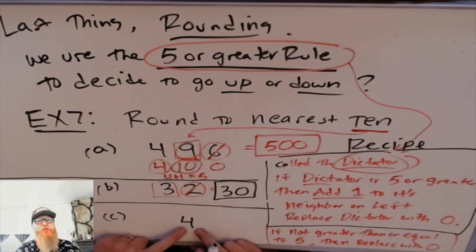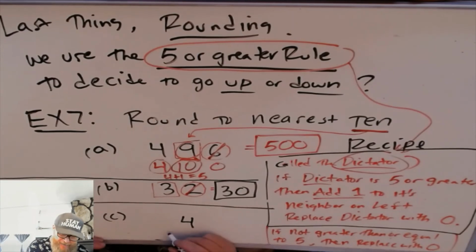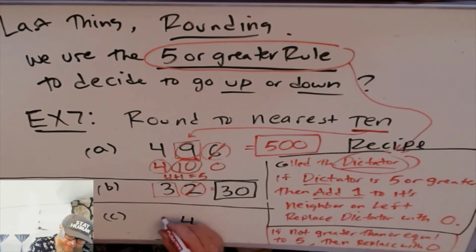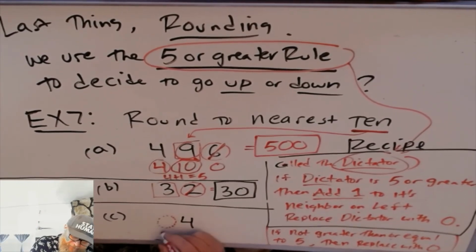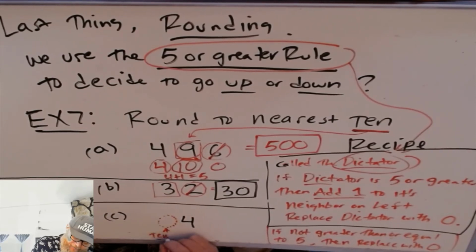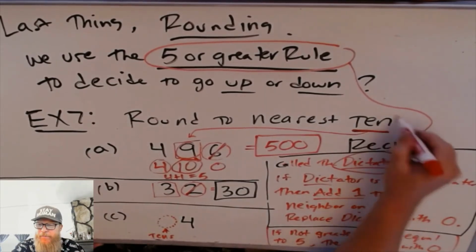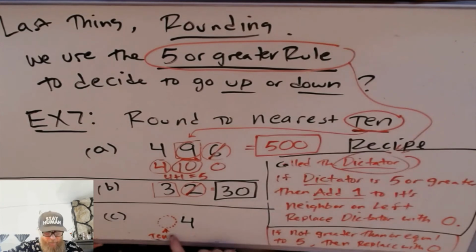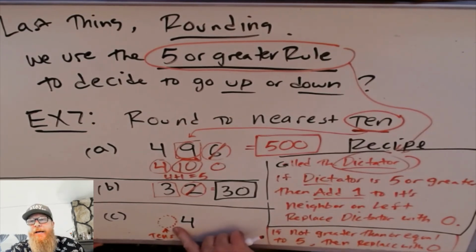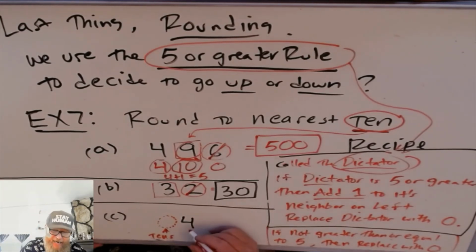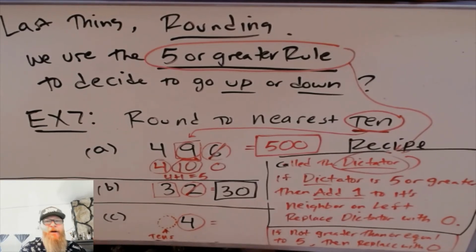Now this one's a little bit tricky. The tens place has an invisible 0 in front of it. So this problem says round to the nearest 10, but when I look at the tens place, it has a 0. So it's all about the dictator. The dictator is a 4.